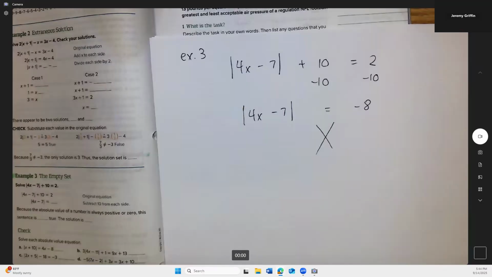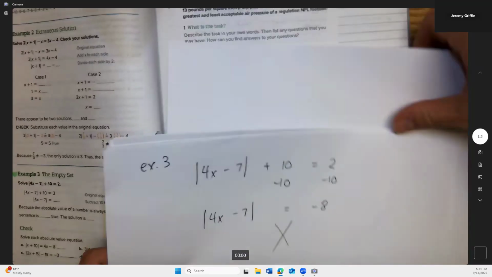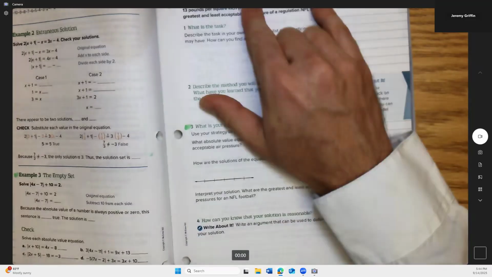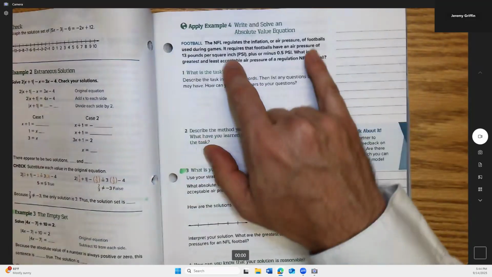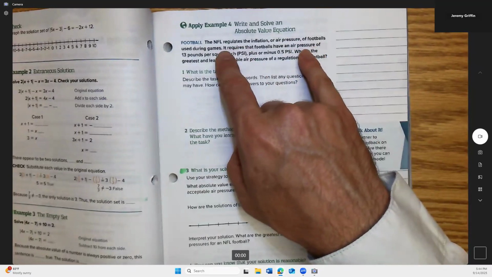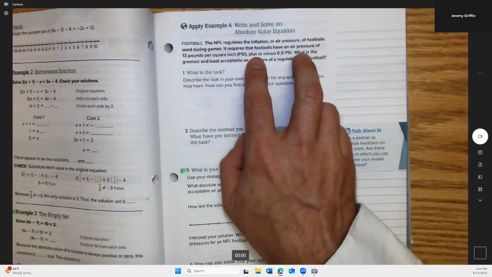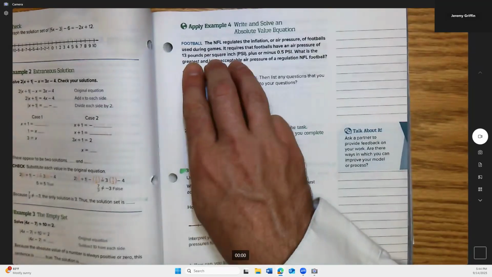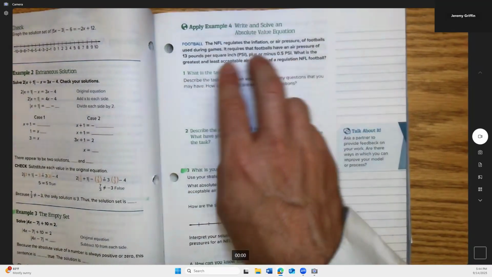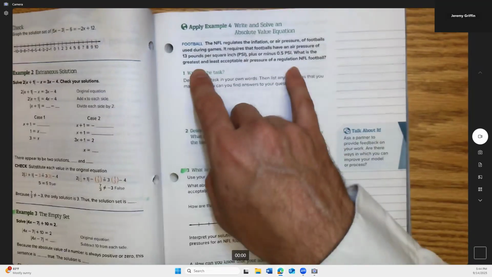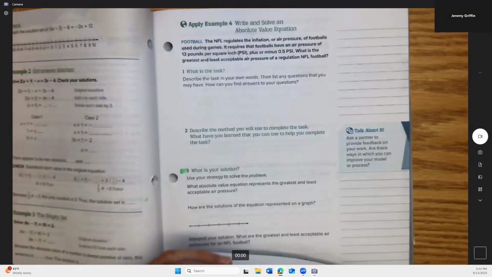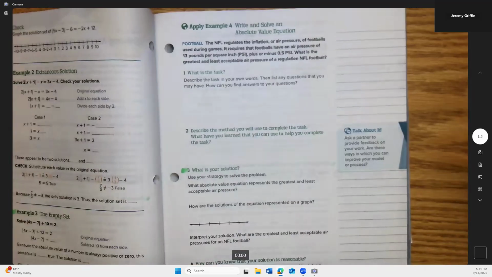All right, let's keep going. Example four: write and solve an absolute value equation. We're looking at a real-life example. The NFL regulates inflation, or air pressure, of footballs used during games. Footballs must have an air pressure of 13 pounds per square inch, that's called PSI, plus or minus 0.5 pounds per square inch. So there's an acceptable range of values. What's the greatest or least acceptable air pressure of a regulation NFL football?